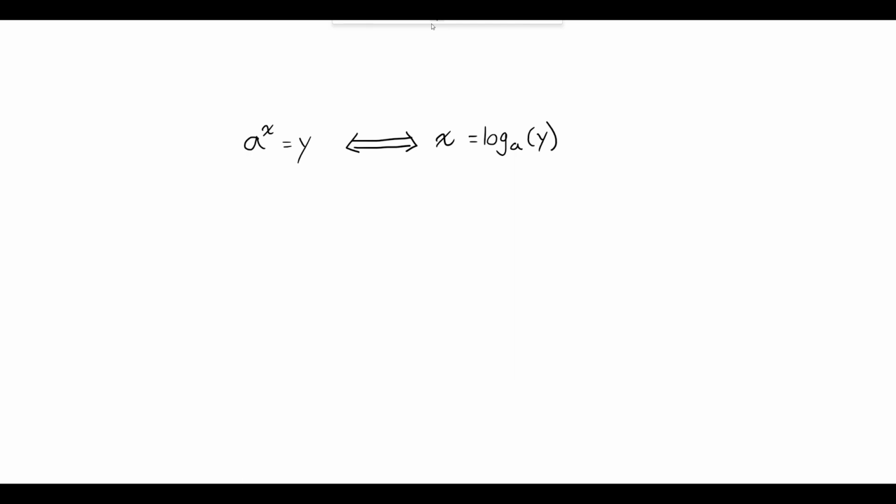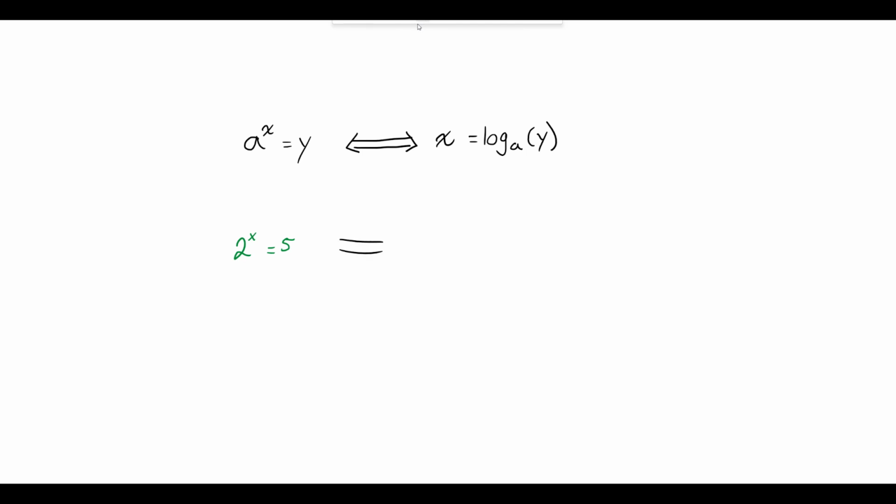So for an example, let's say we have 2 to the x is equal to 5. Well, 2 to the what is equal to 5? 2 to the 2 is equal to 4, and 2 to the 3 is equal to 8. So we know it's going to be a number between 2 and 3, and it's probably closer to 2 than to 3.